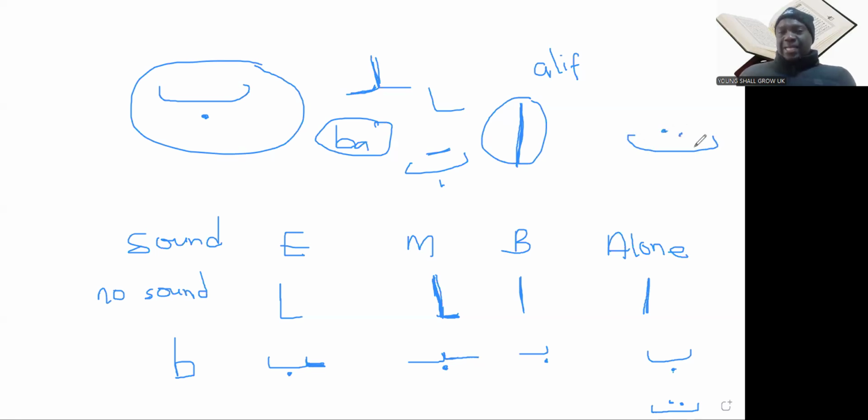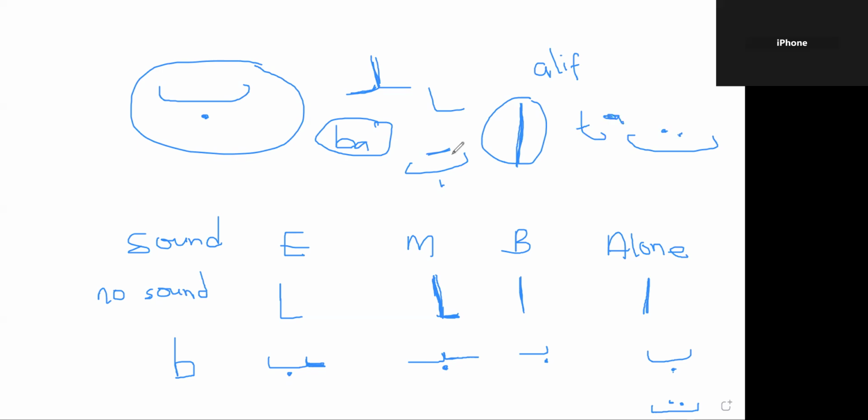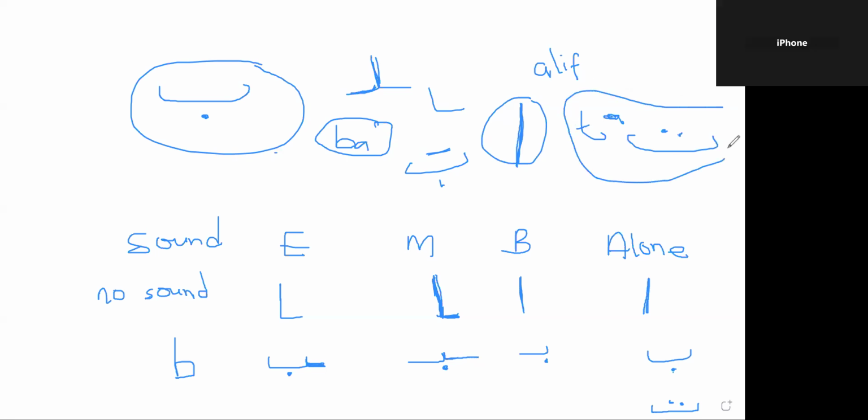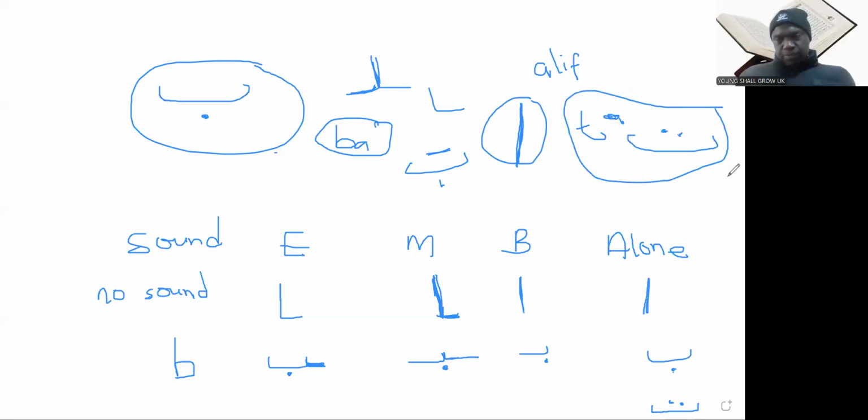And this letter is called Ta. What do I call it? Ta. This one is called Ba, but this one is called Ta. The 2 dots on top.